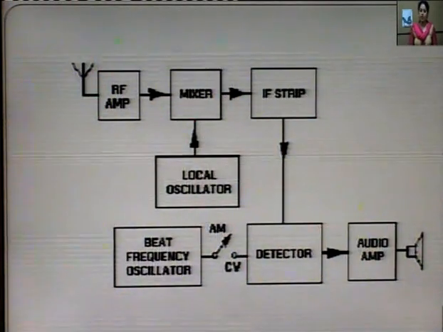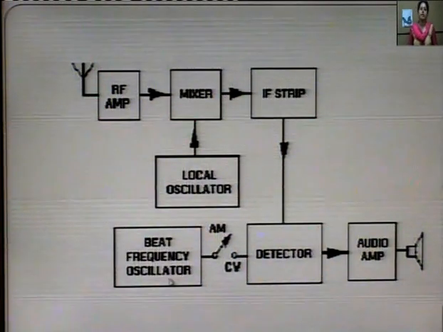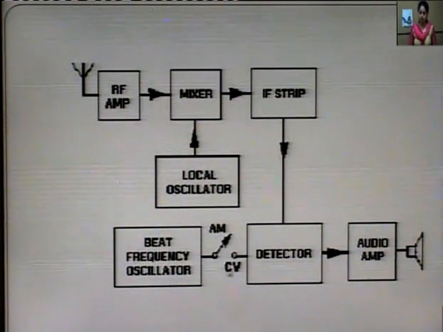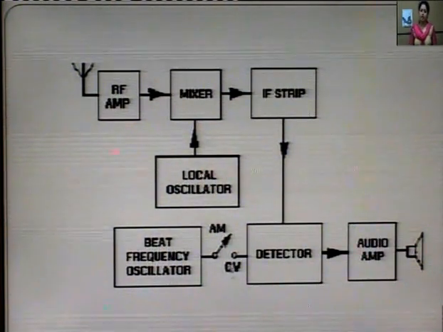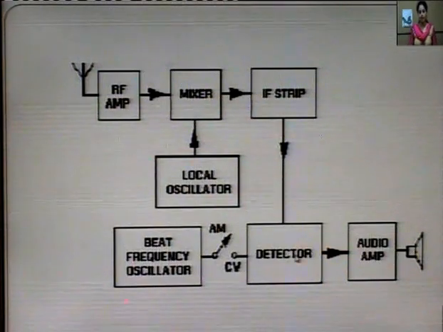To the mixer you are having the local oscillator. Here the detector is connected to your beat frequency oscillator, considering that it can be for AM and CW both.